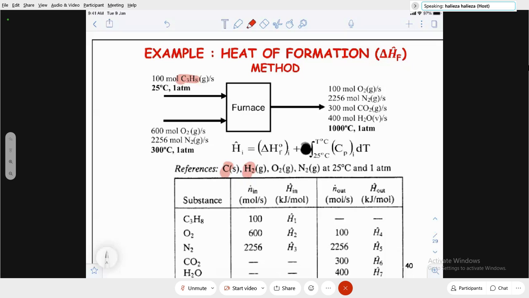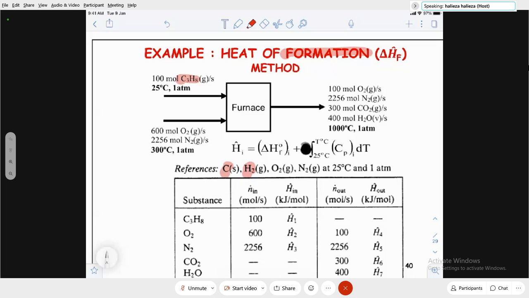That's the difference from the previous example that we did yesterday. When we did the previous example, we used the component as the reference state. For example, you use propane gas as the reference state, oxygen gas, carbon dioxide gas, and water vapor. But when you're using the heat of formation method, as the name itself says, formation, that means you have to start from the element. You have to start from the basic element.